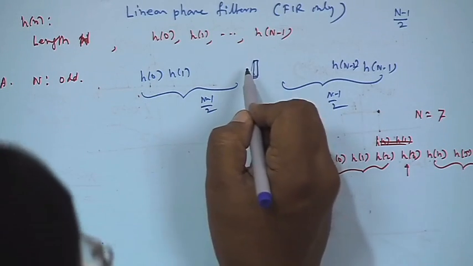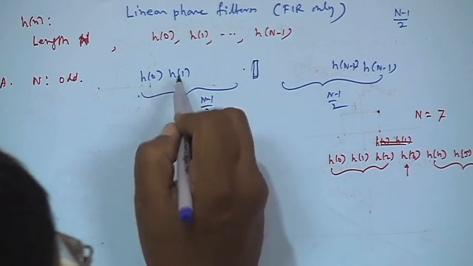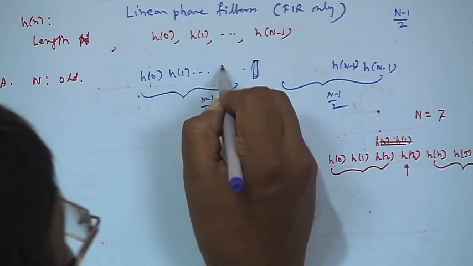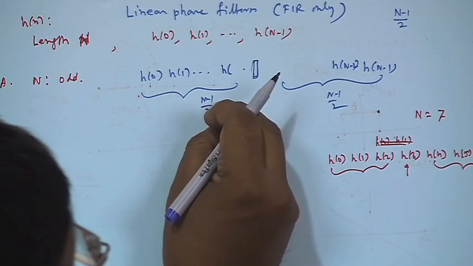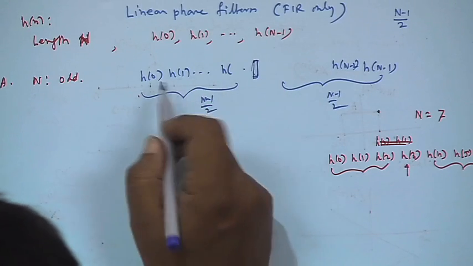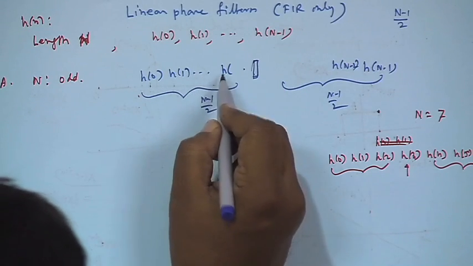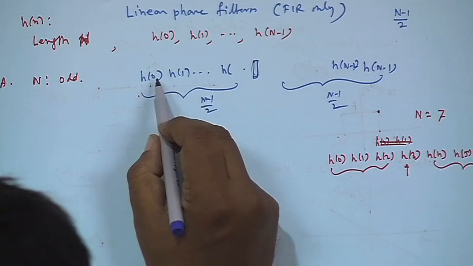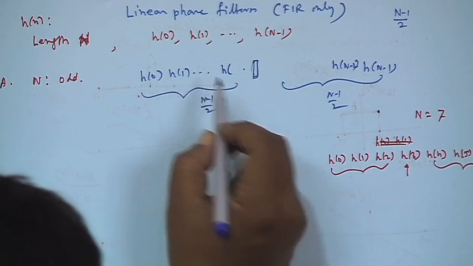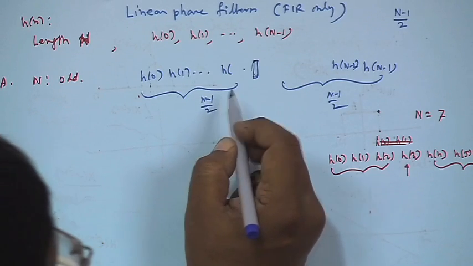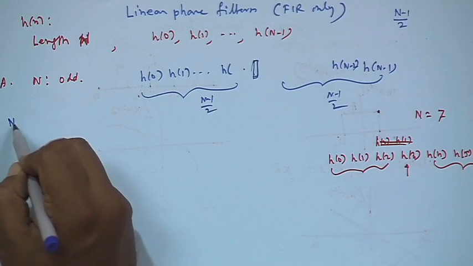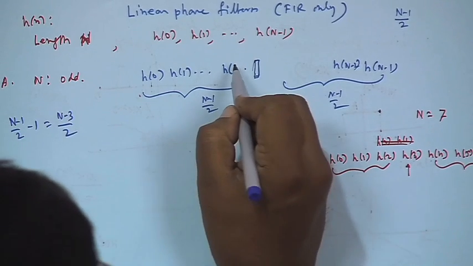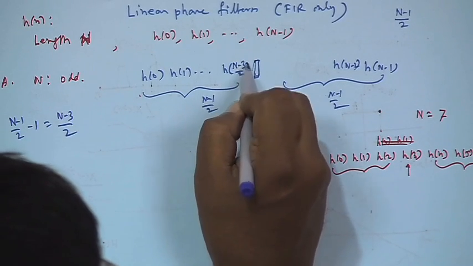Question is, what will be this guy? 0, 1, total n minus 1 by 2. So, it will be dot dot dot H n minus 1 by 2 minus 1, isn't it? 0, 1, 2 dot dot dot, total will be how many terms? n minus 1 by 2 terms. So, if you start from 0 and count 0, 1, 2, it will be n minus 1 by 2 minus 1. So, n minus 1 by 2 minus 1 is n minus 3 by 2.